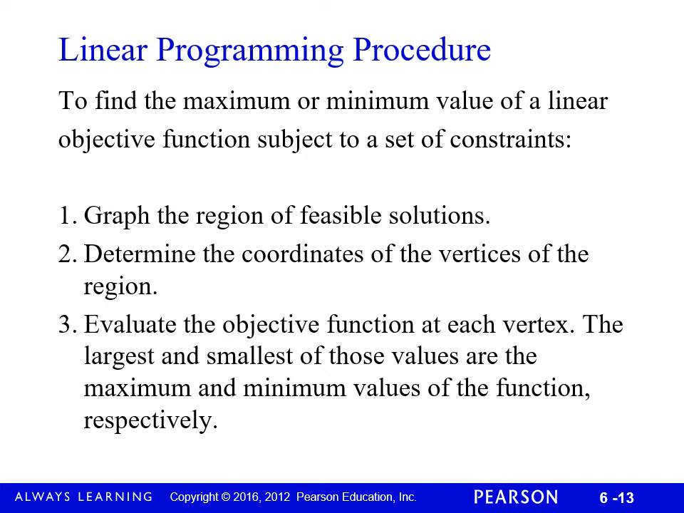So to find the maximum or minimum value of a linear objective function subject to a set of constraints, you graph the region of feasible solutions. That's just looking for that intersection area from a system of inequalities. Determine the coordinates of the vertices of the region, and it's very important that you find the vertices, the corner points, where the intersections between those lines are, and then evaluate the objective function at each vertex. The largest and smallest of those values are the maximum and minimum values.